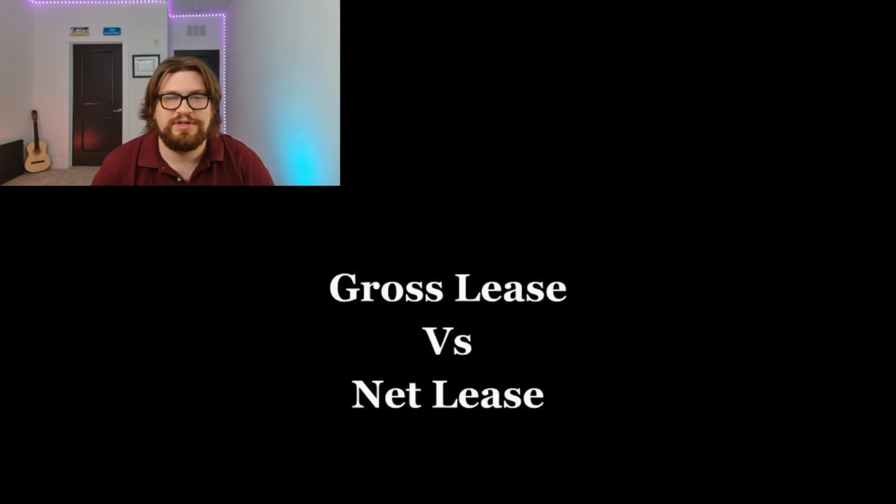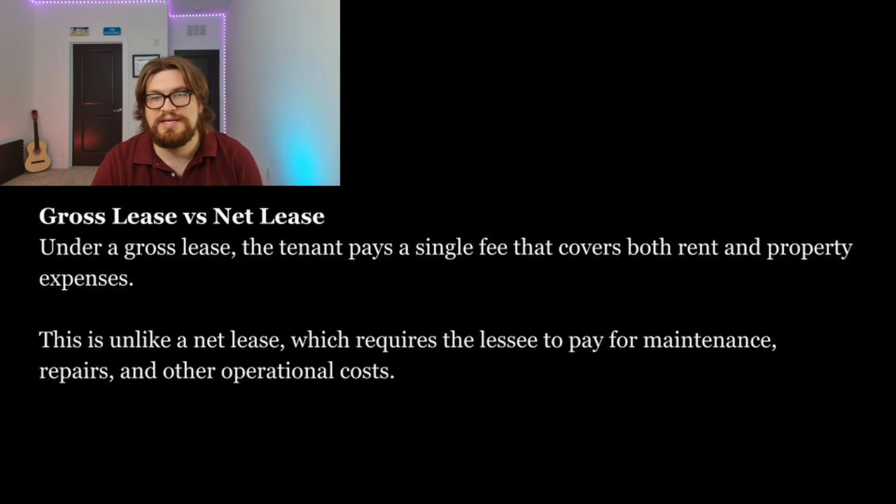So I mentioned earlier a gross lease a little bit briefly, and we're going to be talking about that soon, probably in the next video. But essentially, you do have to understand the difference between these two terms, gross lease and net lease. Under a gross lease, the tenant pays a single fee that covers both rent and property expenses. This means that if a rented property has maintenance issues, again, the lessor is responsible for paying repair costs. This is unlike a net lease, which requires the lessee to pay for maintenance, repairs, and other operational costs.